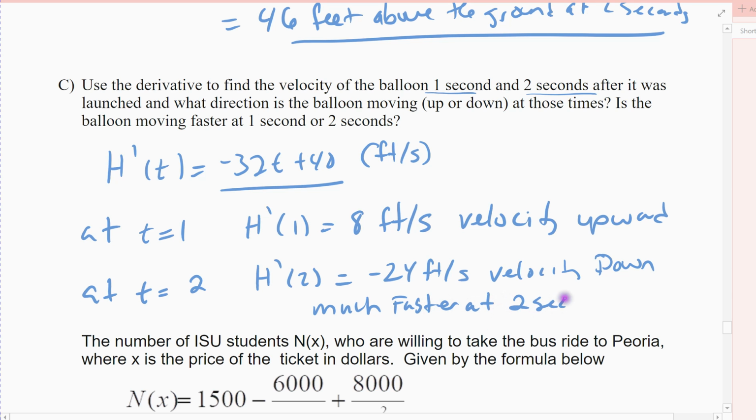So it's much faster at 2 seconds. And that was the second part of the question, right? Moving faster at 1 second or 2? It was moving faster at 2, much faster: 8 feet per second after 1, and 24 feet per second after 2.